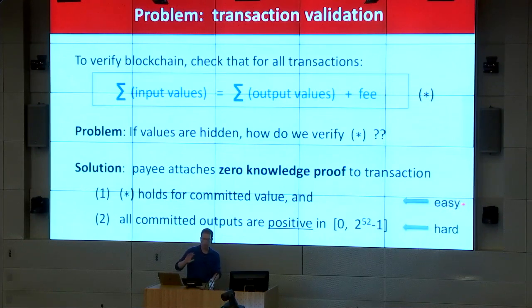It turns out the first property, the summation property, is very easy to prove. This is just using properties of the commitment scheme. Summation is quite easy to prove. Surprisingly, the fact that everything is positive, this is where things become inefficient. This is kind of the hard part. All right, so let's see. How do we do that?